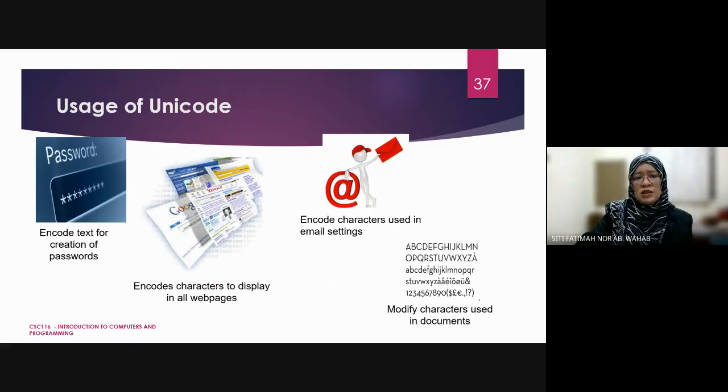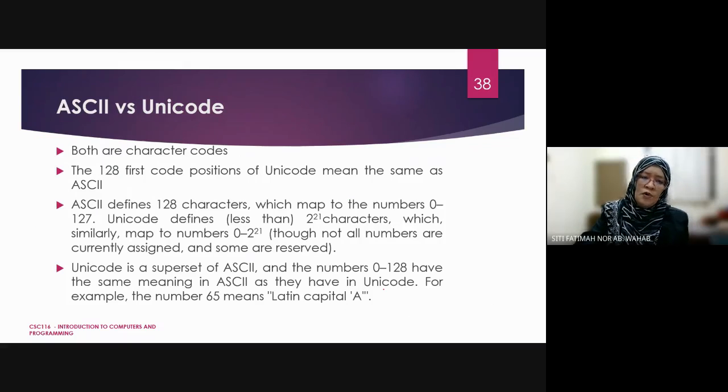So, what is the usage of Unicode? To encode text for creation of passwords, to encode characters to display in web pages, to encode characters that are used in email settings, and to modify characters used in documents. So, both are character codes. So, what are the differences between ASCII code and Unicode?